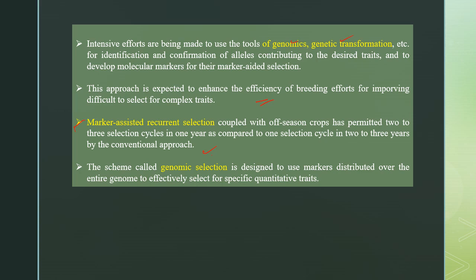The scheme called genomic selection is designed to use markers distributed over the entire genome to effectively select specific quantitative traits. That means selecting quantitative traits is very difficult, and genomic selection helps us select these quantitative traits using markers which are distributed all over the entire genome.